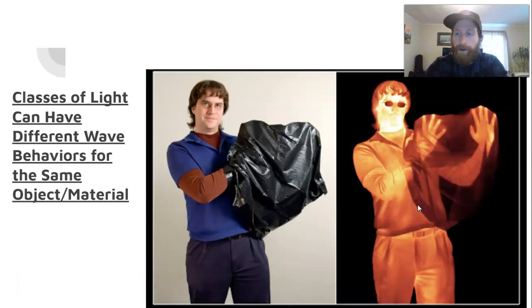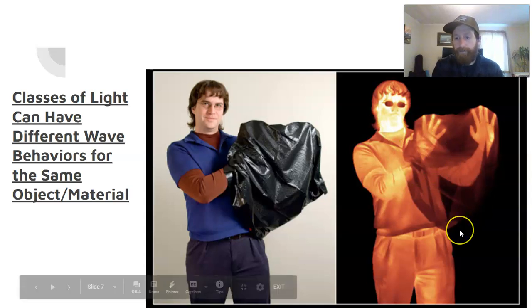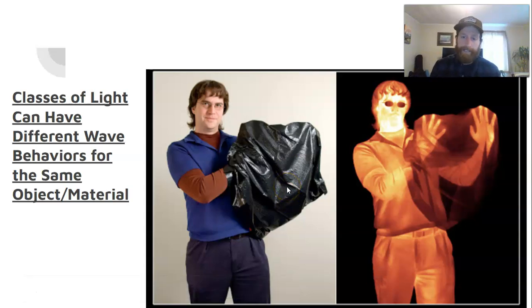All right, so one important piece when it comes to understanding the greenhouse effect is the idea that classes of light, like visible and infrared, can have different wave behaviors for the same object or material. So here we see the same image, one taken in the visible light spectrum with a regular camera, the other taken in the infrared spectrum with an infrared camera. And you can see here that in the visible spectrum, this plastic garbage bag that this man is holding is opaque. I can't see through it.